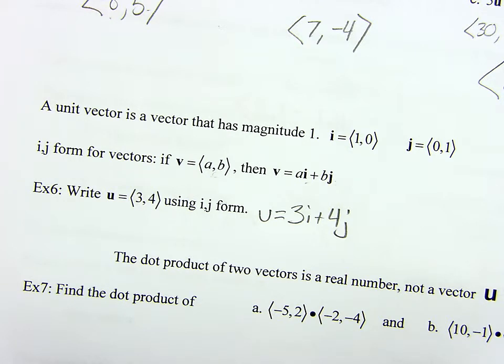Okay, you're with me so far? I'll take that as a yes. Okay, all right. But why would you change it from brackets to i and j? It's just different notation. What do i and j represent?